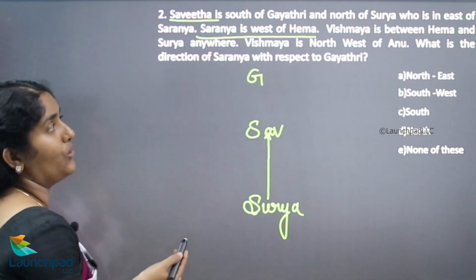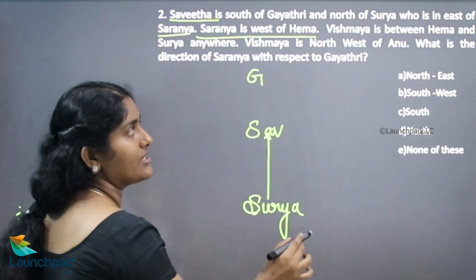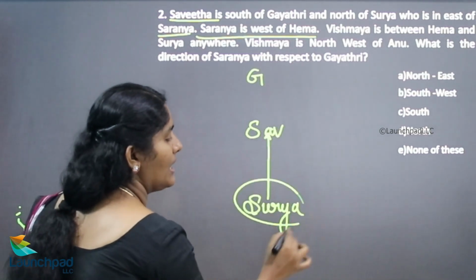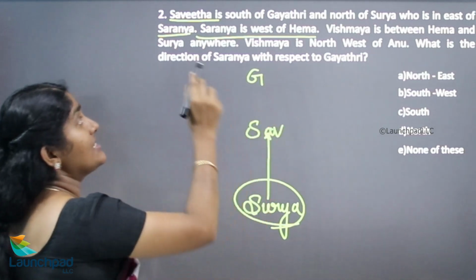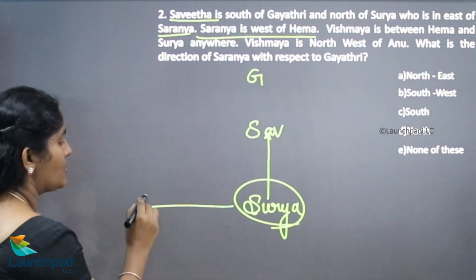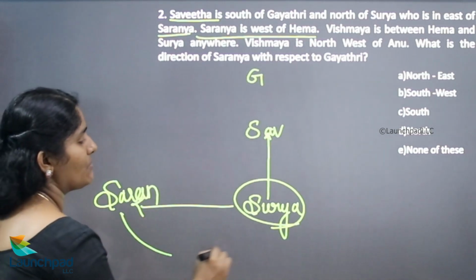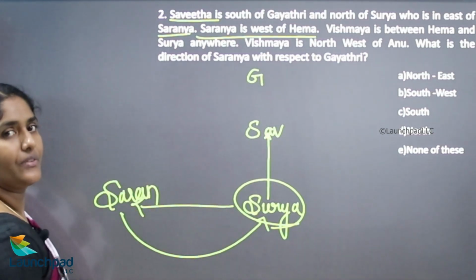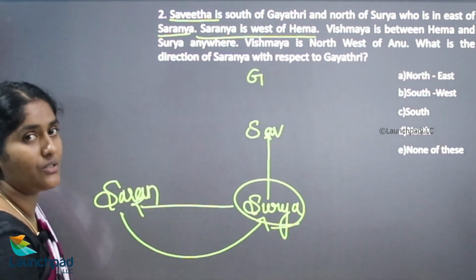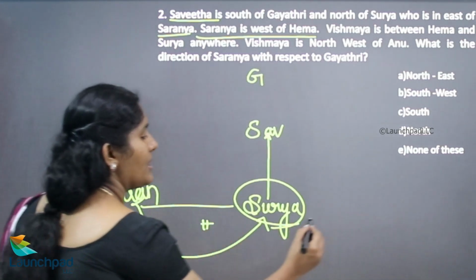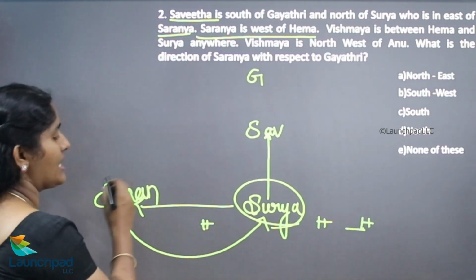After that, Saranya is west of Hema. We don't know where. But Surya is in the east of Saranya. One more condition is there: Surya is in the east of Saranya. So if Saranya is located here, then Saranya's east direction will be Surya, the right hand direction. Now Saranya is west of Hema. We don't know where Hema is. Hema will be here. Anyway, Hema's west direction is Saranya.